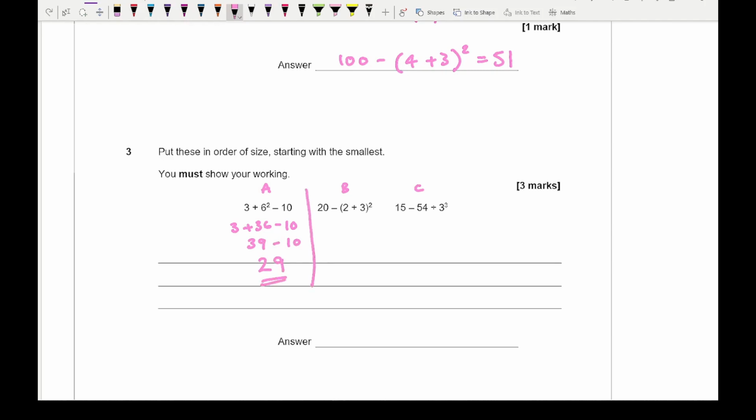Then with B, we do the brackets first. So we've got 20 minus 5 squared, which then gives us 25. So we've got 20 minus 25, which gives us an answer of minus 5. And then with C, we've got 15 minus 54 divided by 3 squared, which is 27. Then we do the division first, so 54 divided by 27 is 2. So that's going to be 15 take away 2, which gives us an answer of 13. So putting these in order, we get B, C, A.